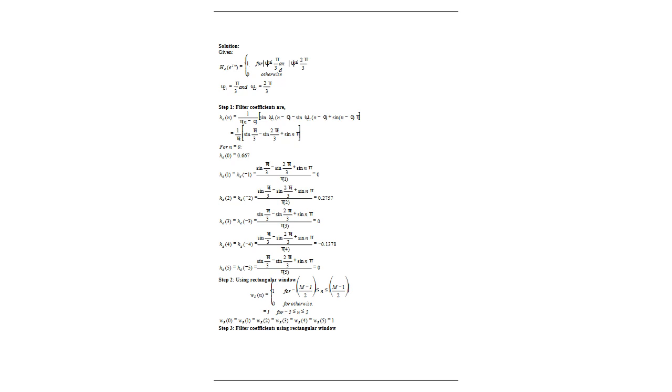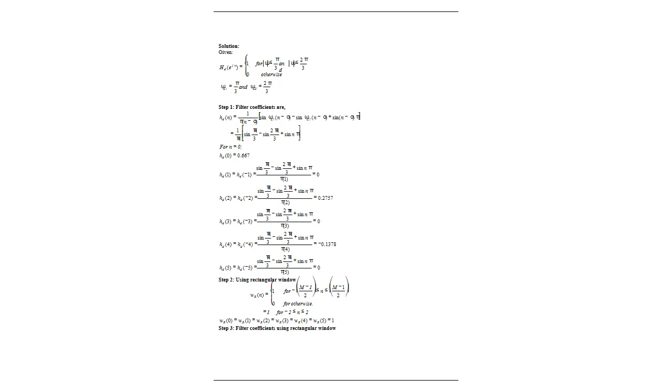into pi. So that is 1 by pi into sin pi by 3 minus sin 2 pi by 3 plus sin n pi. For n equal to 0, we first substitute the values in this hd of n, so we get one value, hd of 0. Likewise, we substitute hd of 1, hd of 2, hd of 3, hd of 4 and hd of 5. So hd of 1 is 0, hd of 2 is 0.2757, hd of 3 is also 0, hd of 4 is minus 0.1378, and hd of 5 is 0.